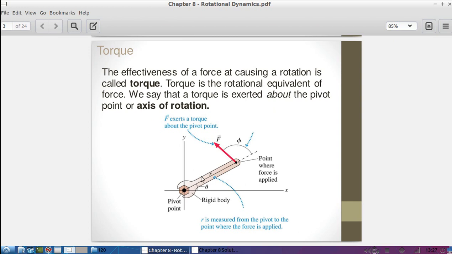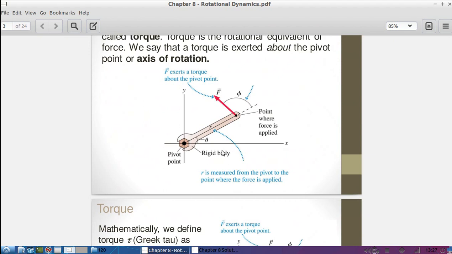Now what's the angle? We have to be careful here, because a lot of our WebAssigns give you funny angles and you have to kind of interpret it. The angle between these two vectors, the angle between the R vector and the F vector, is actually this angle right here. See this angle right here, phi?